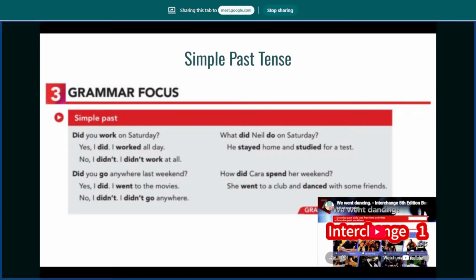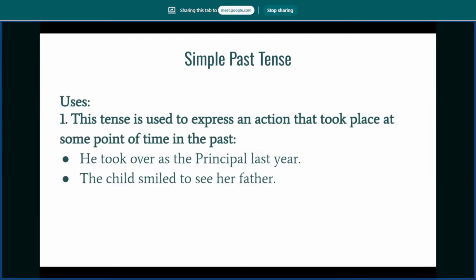Did you go anywhere last weekend? Yes, I did. I went to the movies. No, I did not. I did not go anywhere. ये हो गए हमारे yes and no questions. ठीक है, फिर आ जाते हैं WH questions. What did Neil do on Saturday? He stayed home and studied for a test. How did Kara spend her weekend? She went to a club and danced with some friends. Clear? Easy? Yes, ma'am. Okay, write down the rules quickly, then we will try solving an exercise.